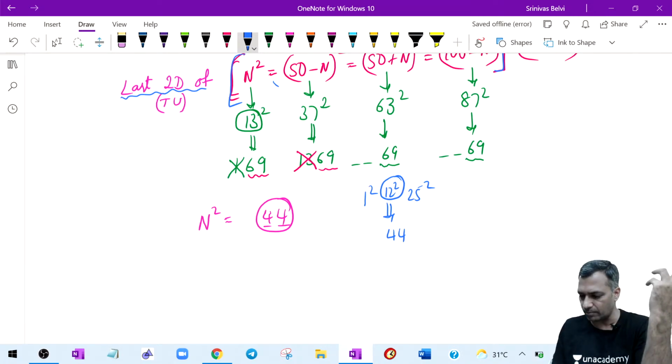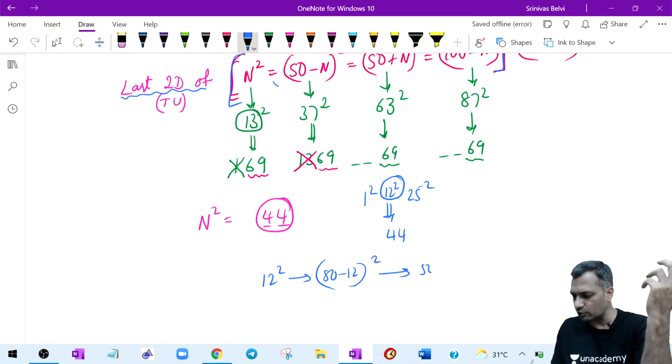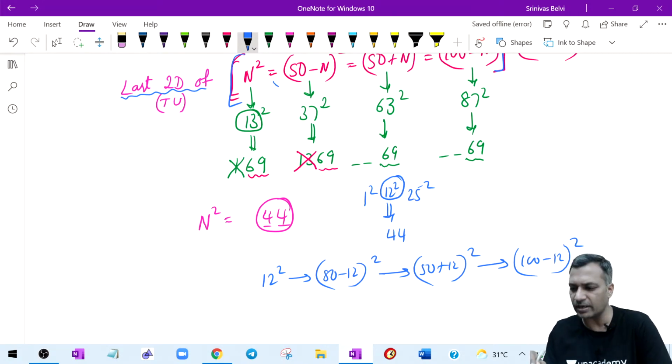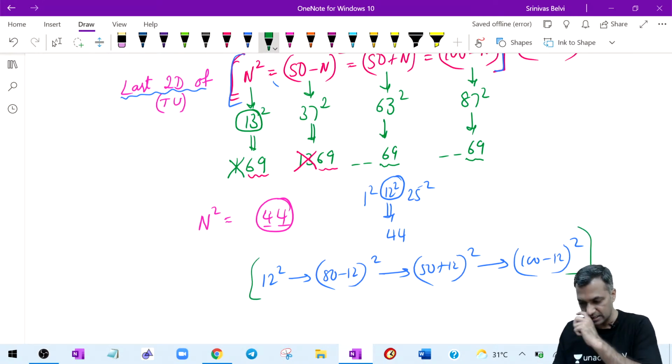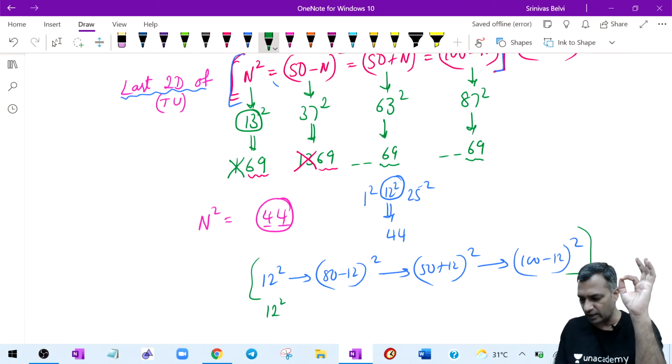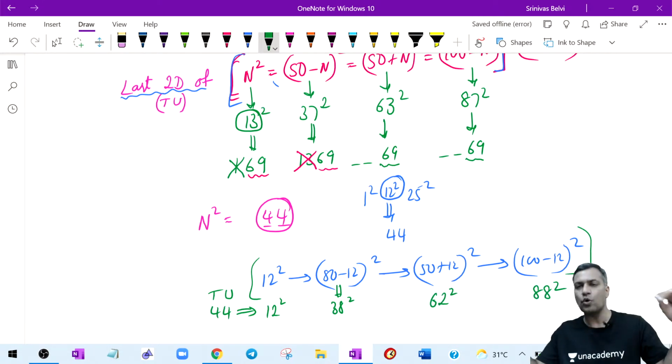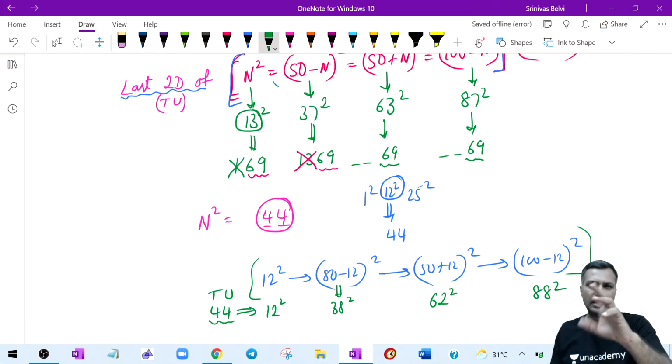Hence the other numbers are: one number is 12 square, the other is 50 minus 12 square, the next is 50 plus 12 square, then 100 minus 12 square, then 100 plus 12 square. You can write all that story, but it is not required. Only this matters: the last two digits of 12 square, 38 square, 62 square, and 88 square will be 44, with tens and units place both 44. These are the four numbers within 100 square which will have the last two digits as 44. So multiple ways this concept helps.